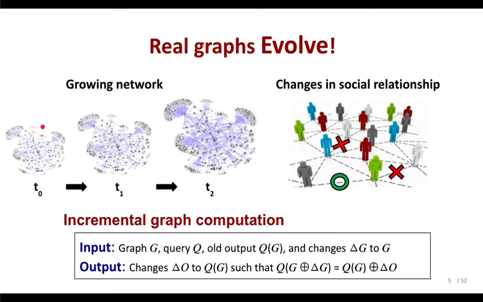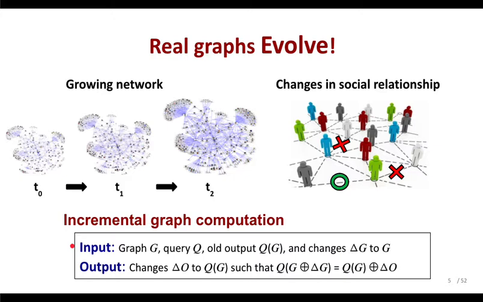We exploit incremental graph computation technique. Here, we have as inputs graph G, query Q, and the output Q of G, and changes on the graph delta G, such as edge insertions or deletions. The goal is to compute the changes delta O to Q of G, which can be used to refresh the analytics result without full recomputation.